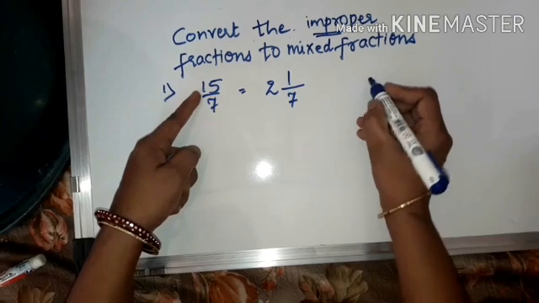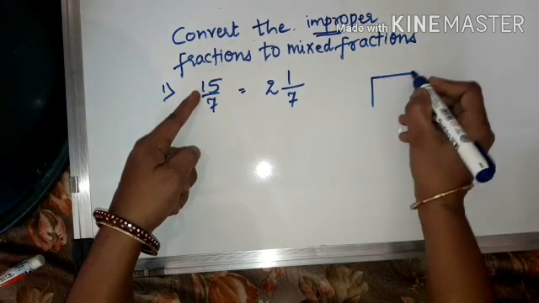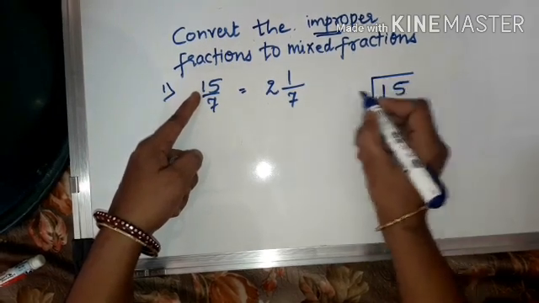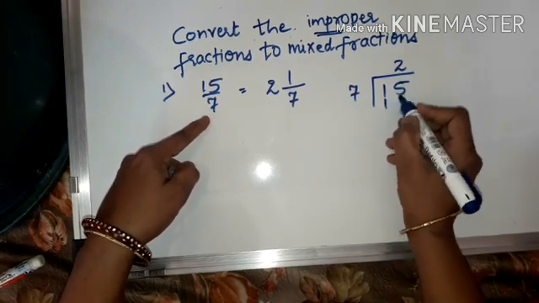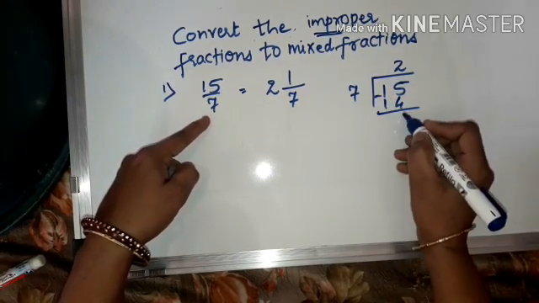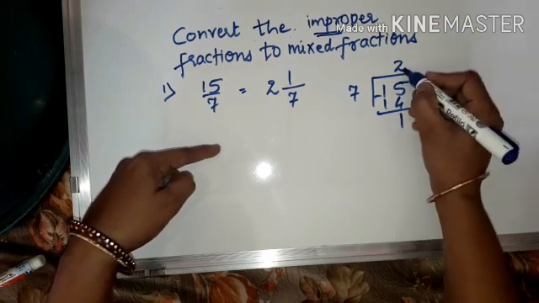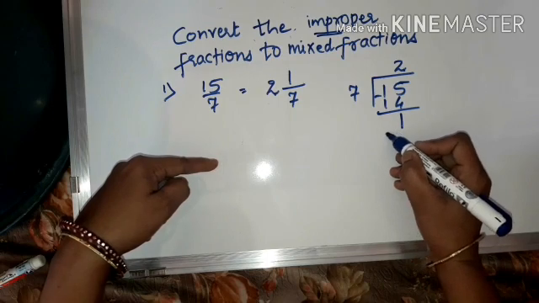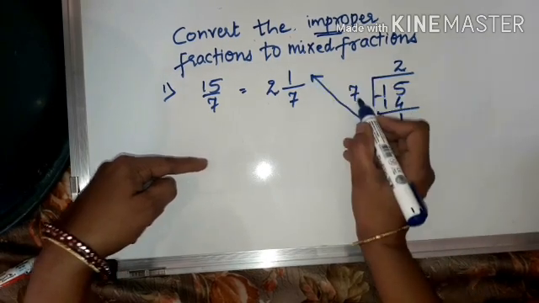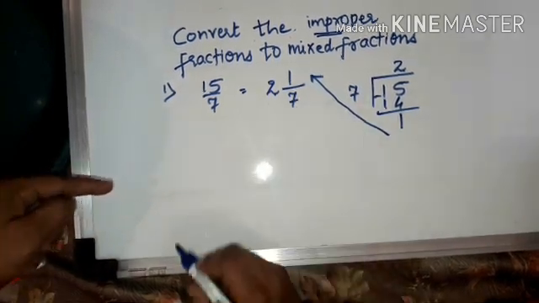So it comes here. Or otherwise, this method is always there: 15 divided by 7. 7 twos are 14, and 15 minus 14 is 1. 2 is the whole number, the quotient, which comes here. 1 is the numerator and this is the divisor.